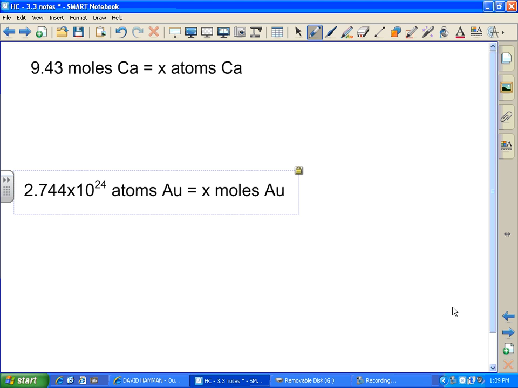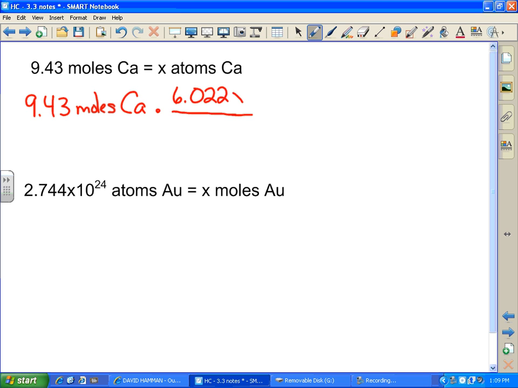So our first calculation here, we have 9.43 moles of calcium, and we're trying to figure out how many actual atoms of calcium are in that sample. We start out with 9.43 moles of calcium, and we're going to multiply by a conversion factor that relates calcium moles to calcium atoms, which we know is Avogadro's number. Using Avogadro's number as a constant and a conversion factor, we're going to atoms. So Avogadro's number is in the numerator, and 1 mole of calcium is in the denominator.